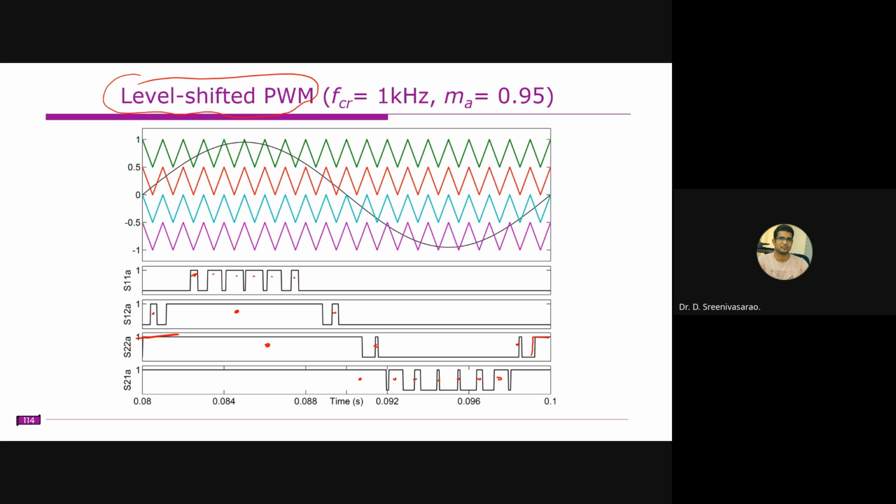So each device has individual conduction periods that are not the same, and the frequency of each switch is also not the same, right? So keep this in mind. We'll discuss the advantages and disadvantages if your conduction periods are the same or the switching frequency of each device is the same.